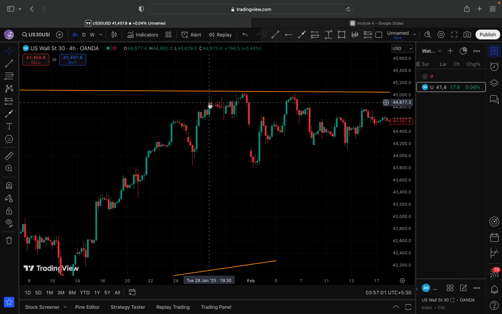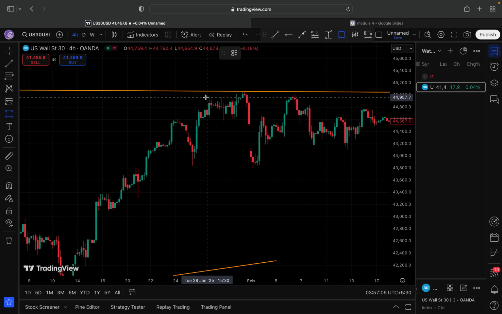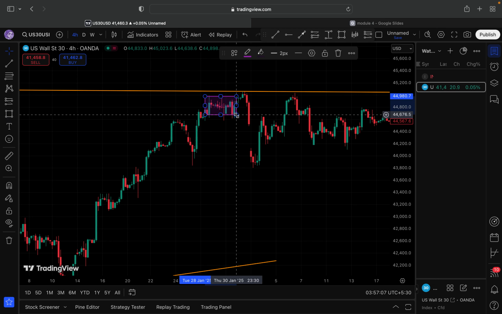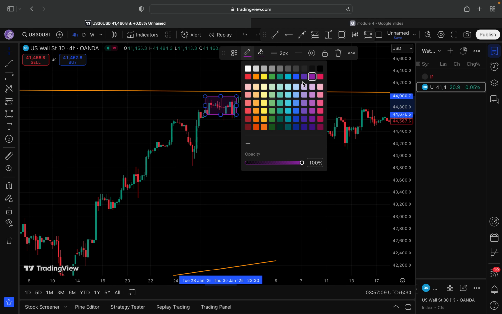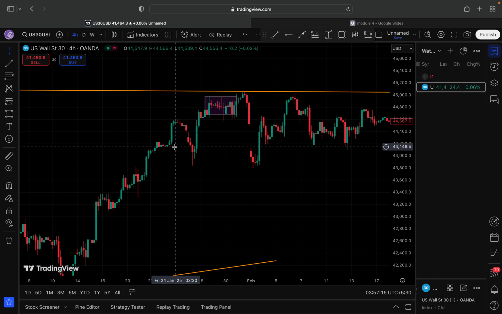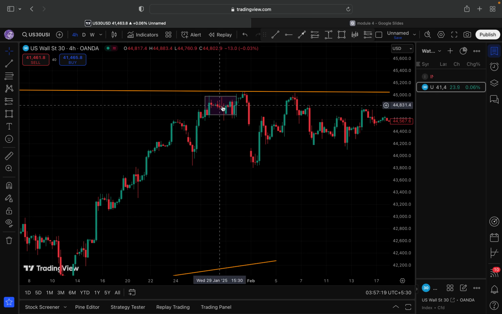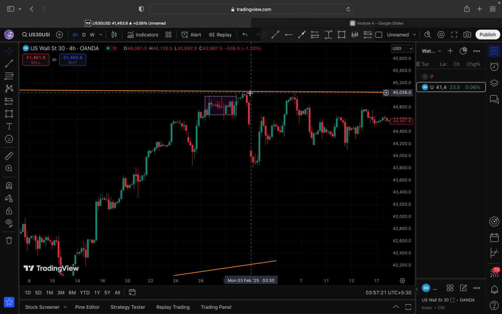This was a cluster of doji. Let me show you this. This zone was a cluster of doji. Now watch how price acted here. Those little candles, and after, price dropped.